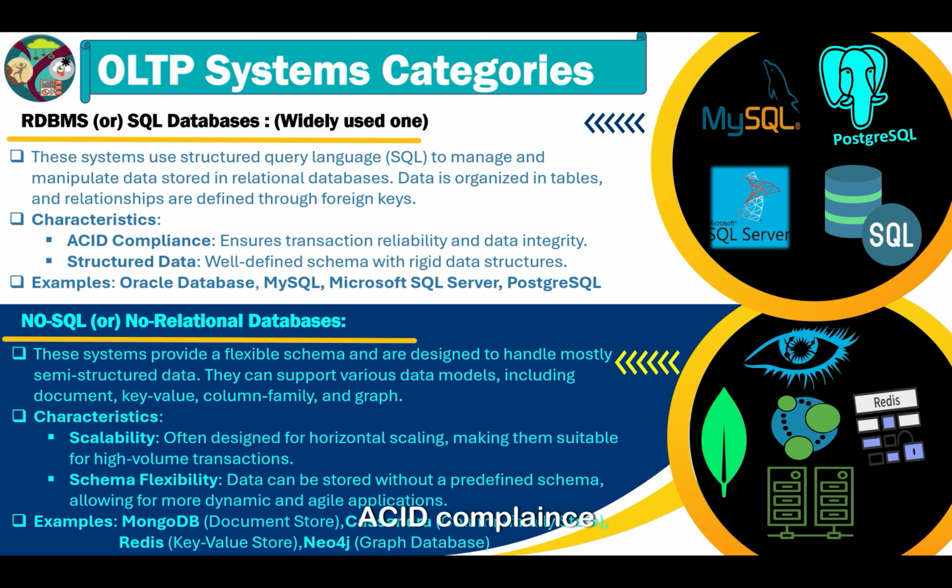The primary one is ACID compliance, which ensures transaction reliability and data integrity. What does it mean? What are the ACID properties? Basically, there are four properties complied with by all these SQL databases. Atomicity ensures all operations in the transaction complete or none do. So if you are doing a set of transactions, it will make sure it either completes all the transactions or rolls back everything, right?